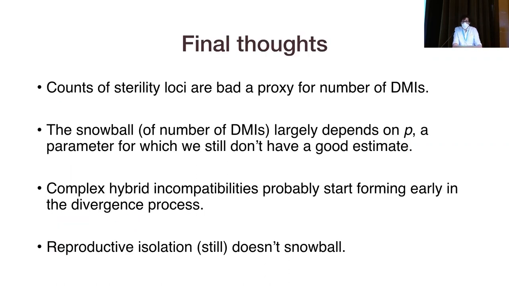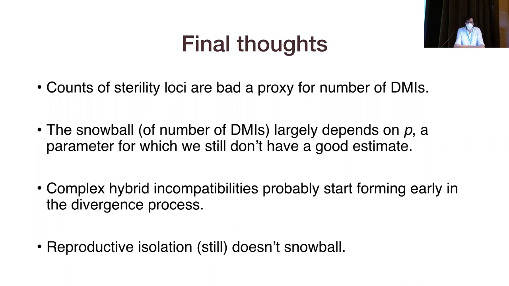Some closing thoughts, just to remind everybody, especially people that might be thinking about working on this in the field or in the lab: the number of loci are not good proxies for numbers of DMIs. I think I showed that in our results. The snowball of the number of DMIs depends largely on P, which I argued is a parameter we do not have any good handle on. I don't think that the Turelli approximations are particularly good, but I don't think that I gave you a very good alternative to them.